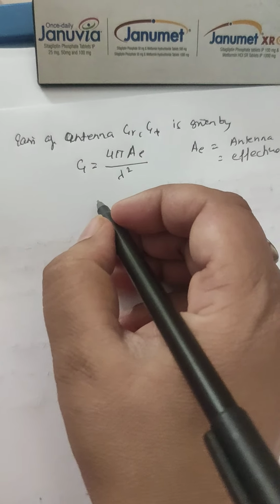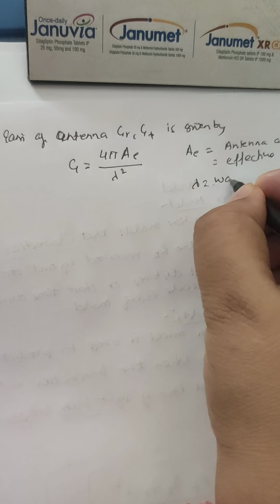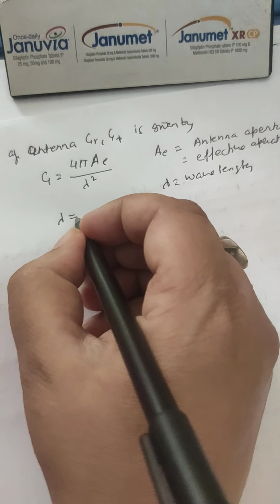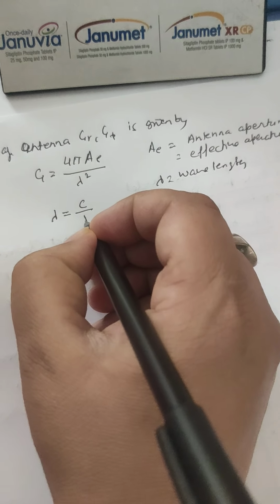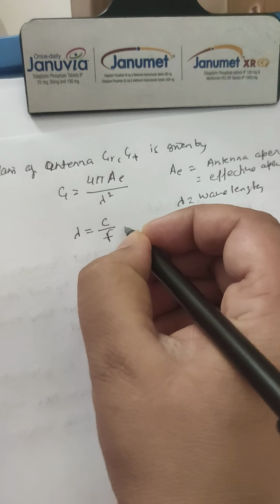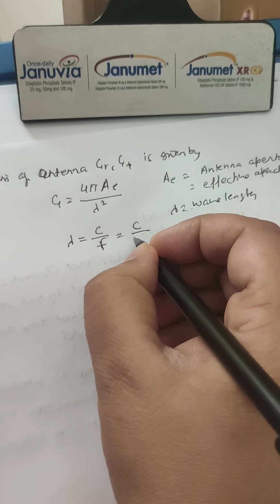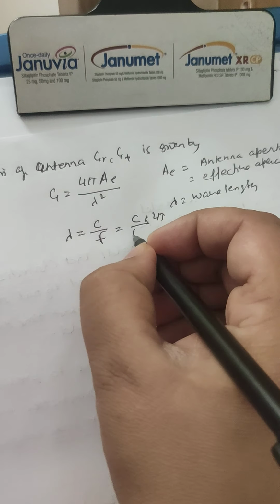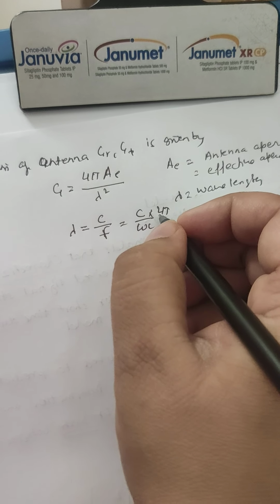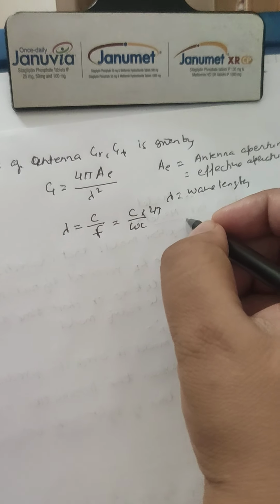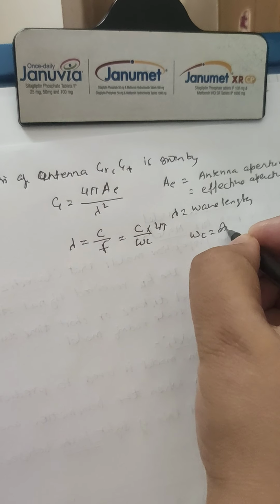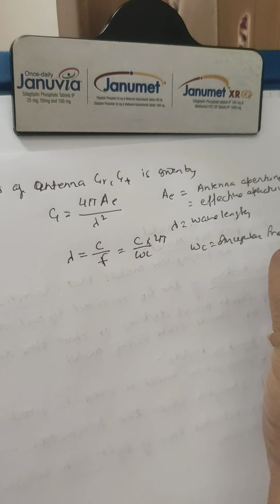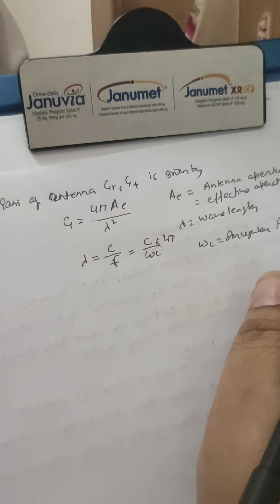where lambda is equal to wavelength, and we know that wavelength is c by f, which can be written as c multiplied by 2 pi by w_c, where w_c is the angular frequency.